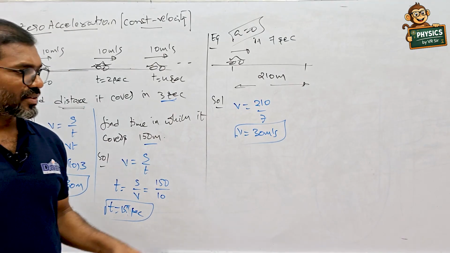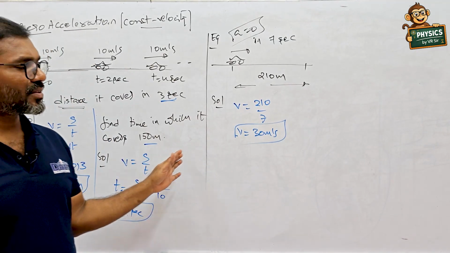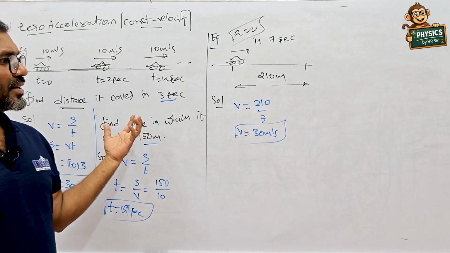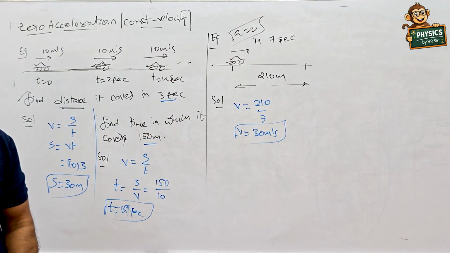Of course, these are very basic things. Anyway, I told you the motion of the body based on the acceleration: zero acceleration, constant and variable acceleration.